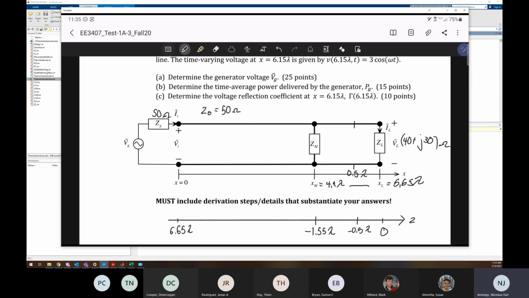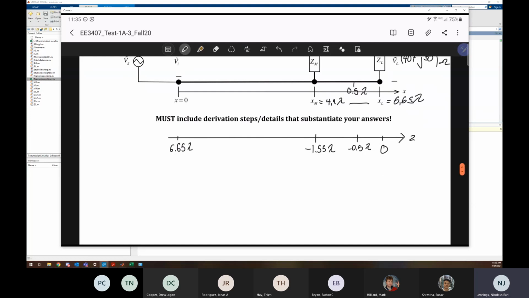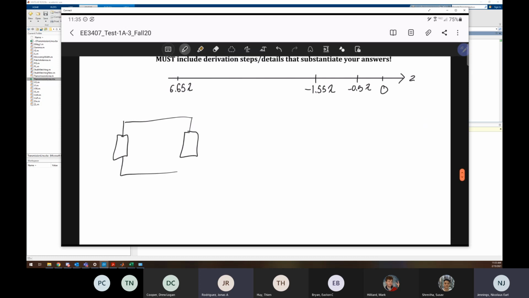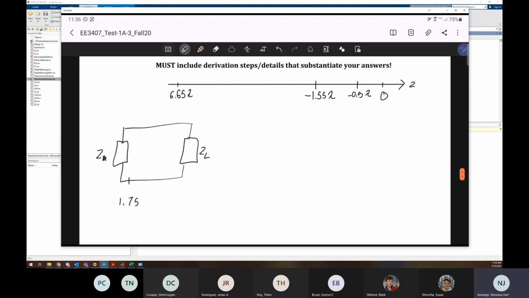So first we'll solve for gamma in this transmission line. I'll draw it out for you guys right here. First transmission line. ZL and ZM. And we know the length of this right here is 1.55, or excuse me, oh sorry, I accidentally wrote that down wrong. It is 1.75 lambda. Let me correct that right here.